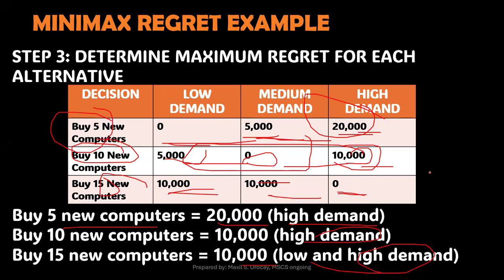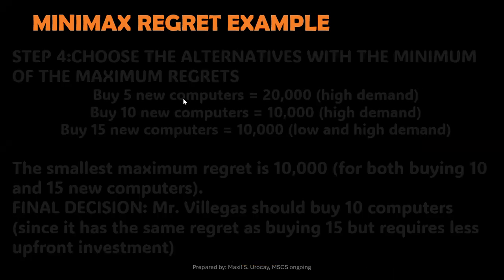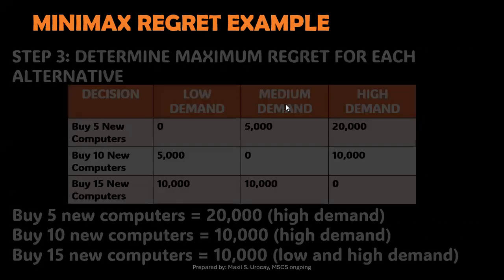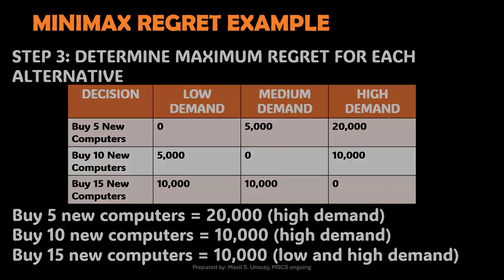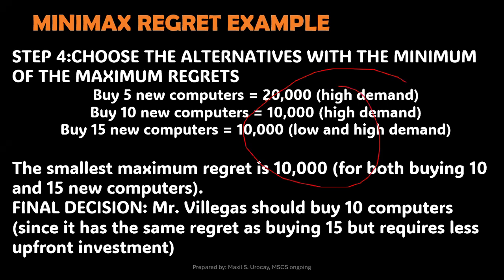Afterwards, you have to choose the alternative with the minimum of the maximum regrets. So choose the minimum value among the ones we identified earlier: 20, 10, and 10. What will be the minimum value right there? The smallest maximum regret is 10,000, for both buying 10 new computers and buying 15 new computers. But we only need to pick one alternative.